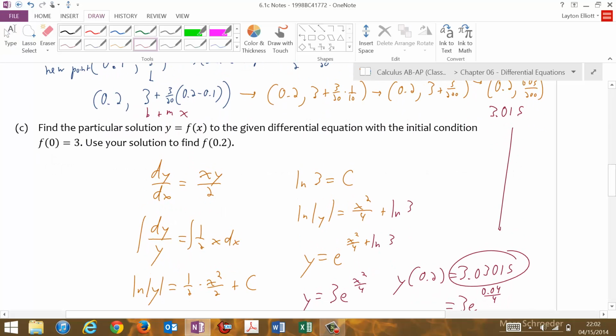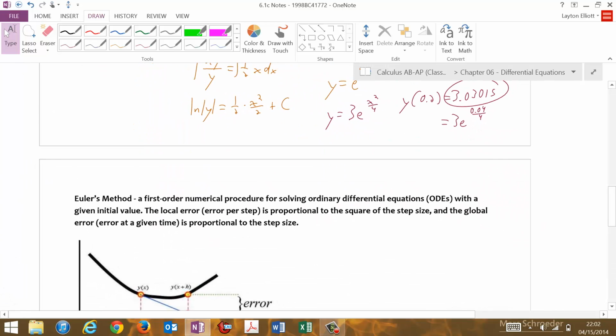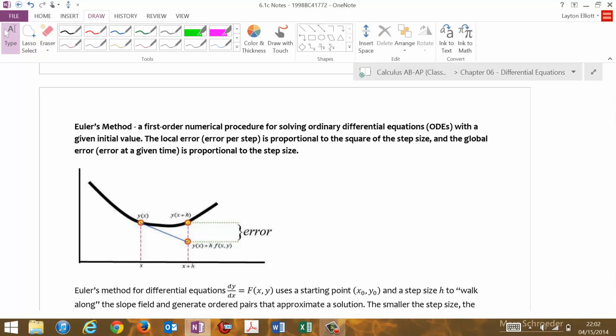And I was thrilled when I got them to be that close, because that meant I probably did it right. And in fact, I did. So yay me. This is called Euler's method.